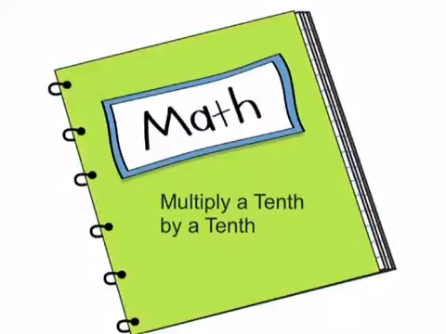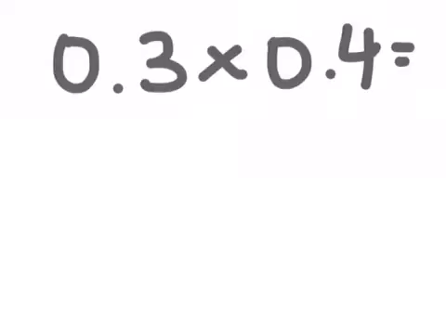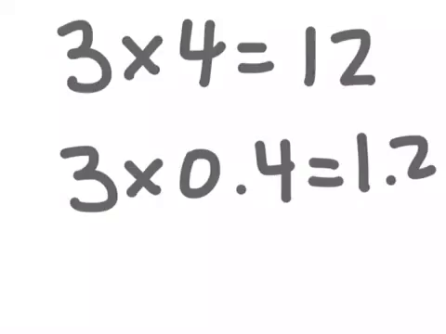This lesson will explain how to multiply a tenth by a tenth. Let's have a look at this example. 3/10 times 4/10. Let's see what we already know about these numbers. We know 3 times 4 equals 12. We also know that 3 times 4/10 equals 1 and 2/10.